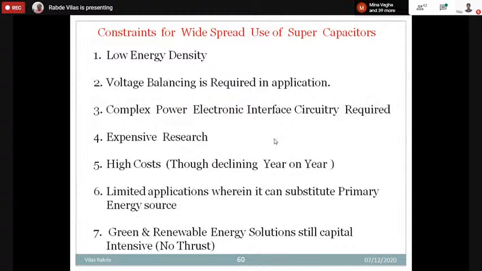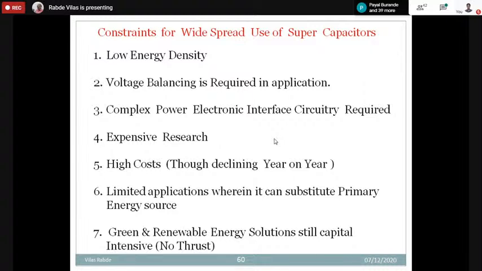Constraints for worldwide spread and use of supercapacitors. So this is also a very important input. The designer has to keep in mind it has got a low energy density. We will explain and discuss this. Voltage balancing is required in application, so another tedious issue. Of course, passive and active balancing gives you very good relief in this. Complex power electronic interface circuitry is required for the interface.